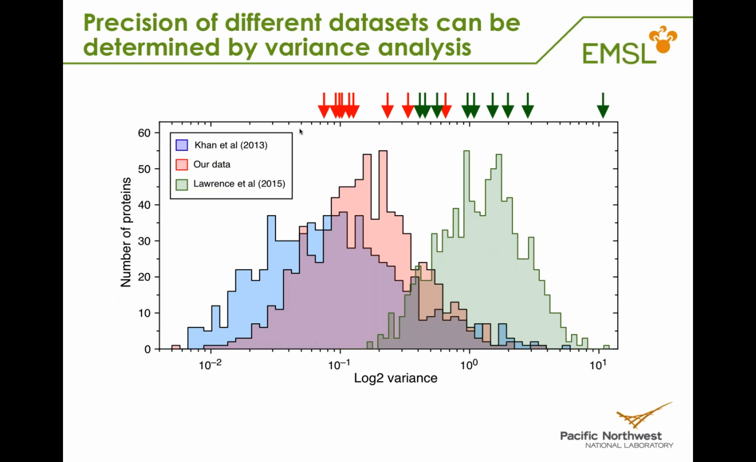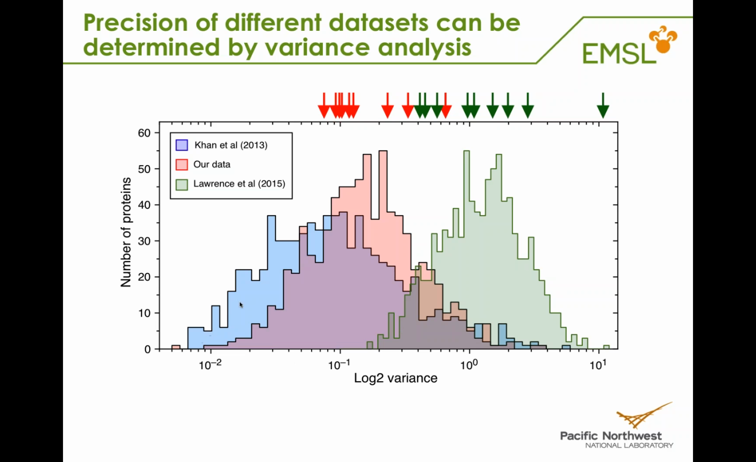And we're finding out that the precision of different databases can be determined by variance analysis. So these are 3 different data sets, from Kahn et al., our data, and from Lawrence et al., about variance of a set of proteins across cell lines, using 3 different types of proteomics technologies. And this is log2 variance. So low variance means there's very little difference. This is the number of proteins.